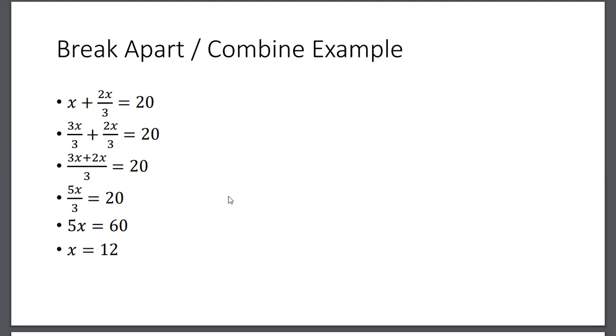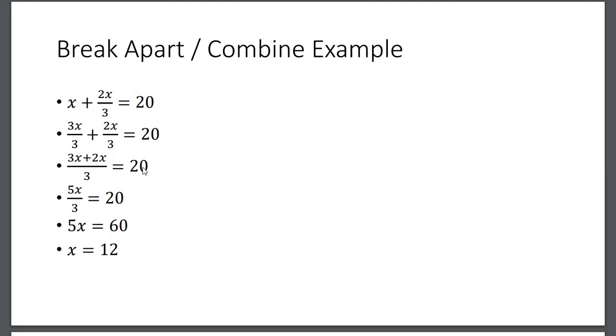Break apart and combine example. x plus 2x over 3 equals 20. Take the first term, x, and expand it to be in a non-reduced form. Change it to be 3x over 3, which is equivalent to x. And now there's a common denominator between these two fractions, and they can be combined, added. 3x plus 2x over 3 is 20.